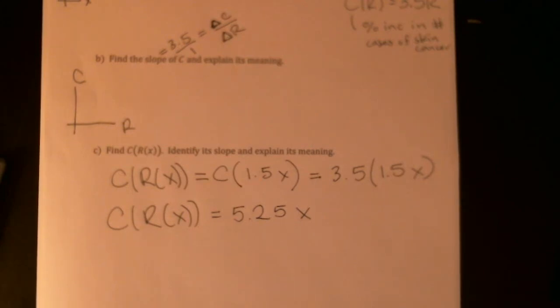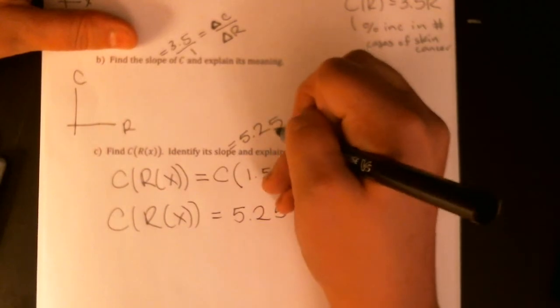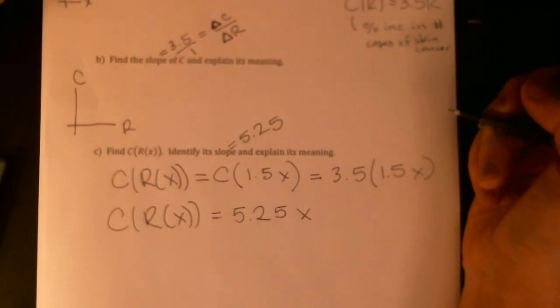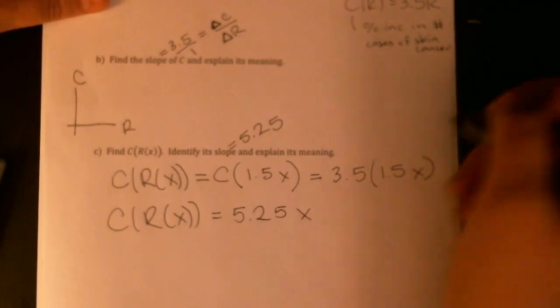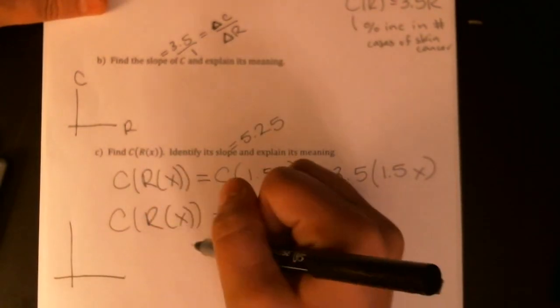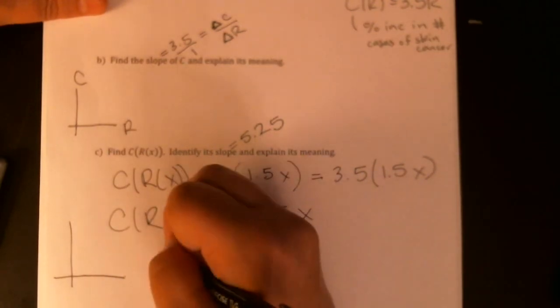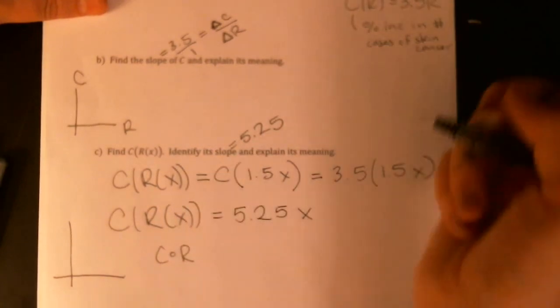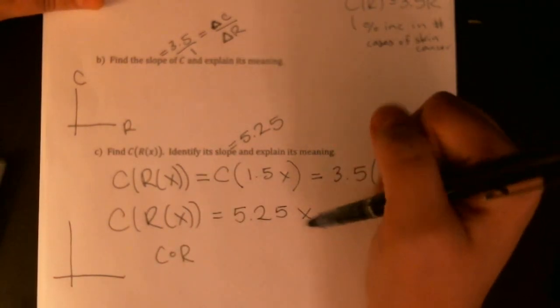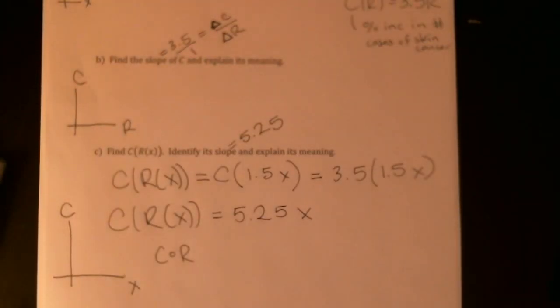So interestingly, when you compose two linear functions, what you get is a new linear function. We're supposed to identify the slope of this thing. So now our slope is 5.25, and then we're supposed to explain the meaning of that slope. So here, if we think about this new function C of R of X, and it's really important when you're composing to realize that's what you're doing. You're building a new function, and its name is C of R. This function inputs X's and outputs C's. Our final output will be a C value.